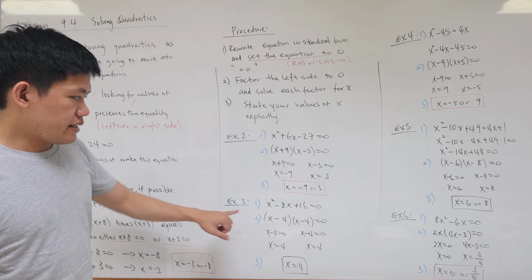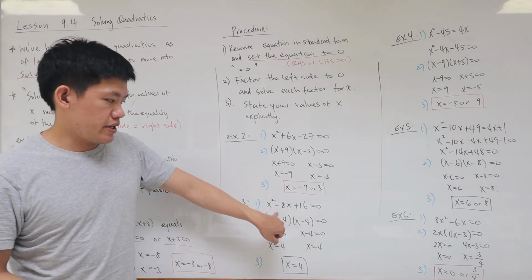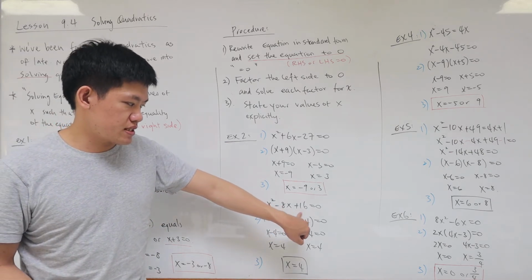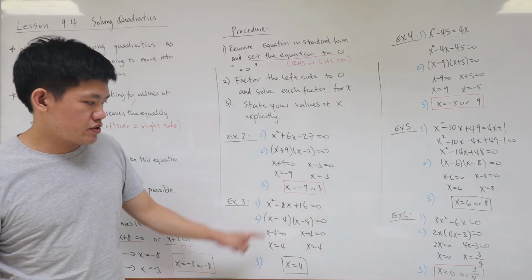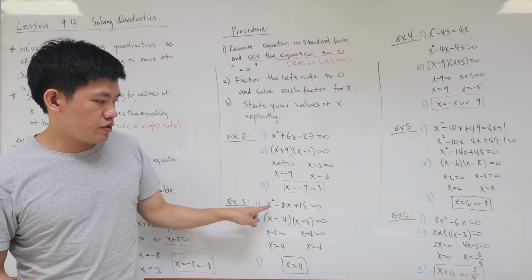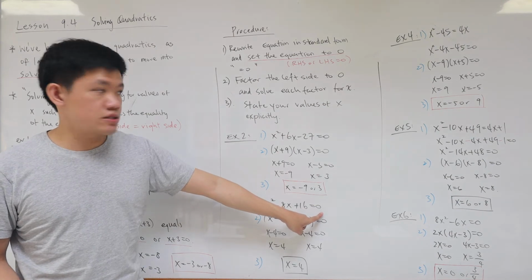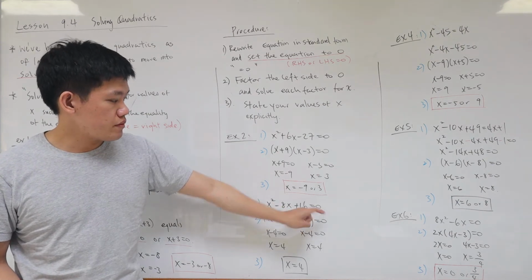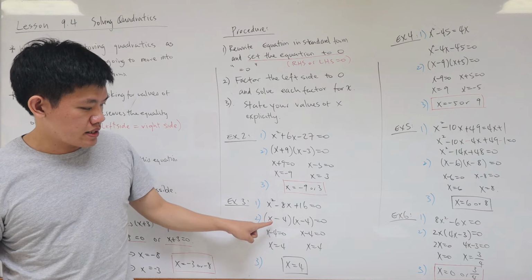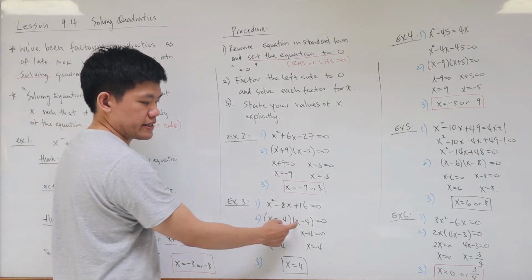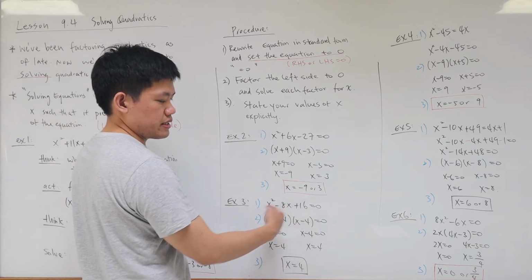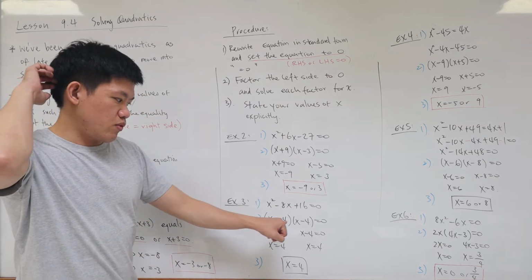Okay? So another example, example number 3. x² - 8x + 16 = 0. So that is already in standard form, and the right side in this situation is equal to 0. Now, x is one term, and x - 4 is the other term. So you recognize this is (x - 4)² here.